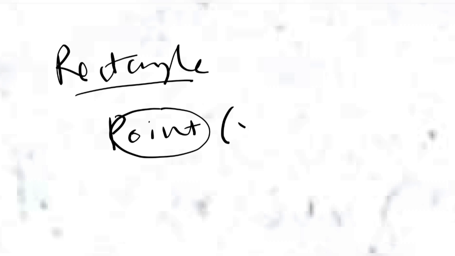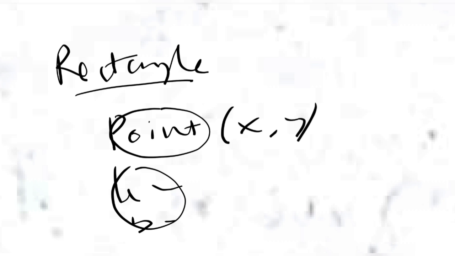I have a rectangle here. In the rectangle, what all things do I have? I have the points. Point is another class object. Point will have x and y. And after that I have length and breadth. Length and breadth are the data members of the rectangle class only. These are int values, and point is another class which has two integer values x and y.